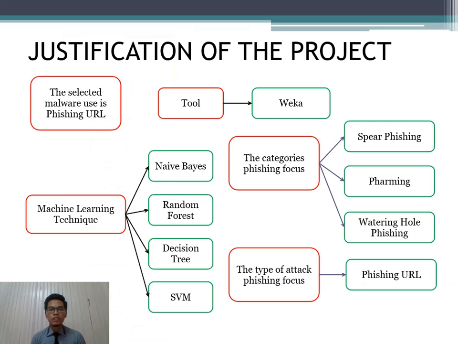This slide is the justification of the project. The selected malware is phishing URL. The tool used is Weka. The machine learning techniques used are naive Bayes, random forest, decision tree, and support vector machine. The phishing categories focused on are spear phishing, priming, and watering hole phishing. The type of attack focused on is phishing URL.